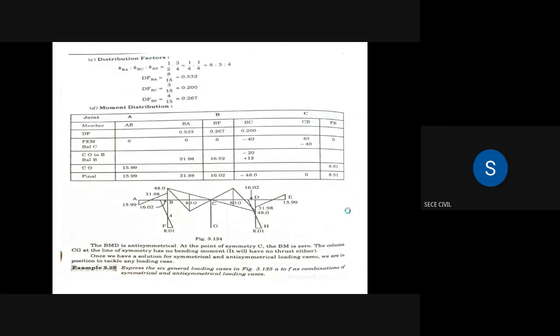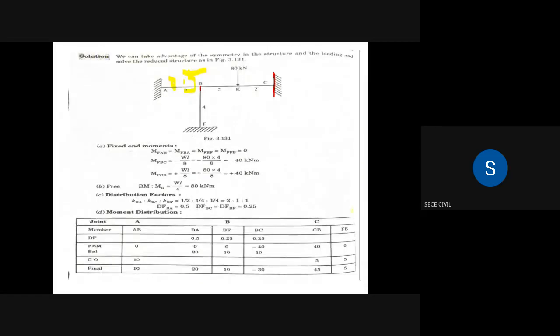After calculating the distribution factors, now we go for the moment distribution table. Joints A, B, C, only three joints are there.